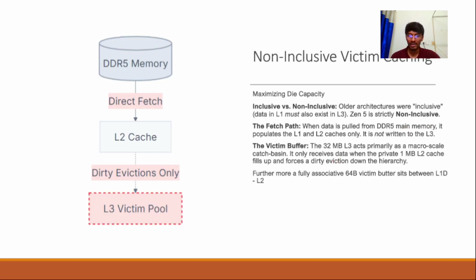Non-intrusive victim caching. Let's look at how data enters L3. First, note that a fully associative 64-bit victim buffer sits between the L1 data and L2 caches to catch recently evicted data. The massive L3 itself acts as a macro-scale victim pool because Zen 5 is strictly non-inclusive. Data fetched from DRAM directly goes to L1 and L2, bypassing L3. L3 only catches dirty data that gets evicted when a core's private L2 fills up.